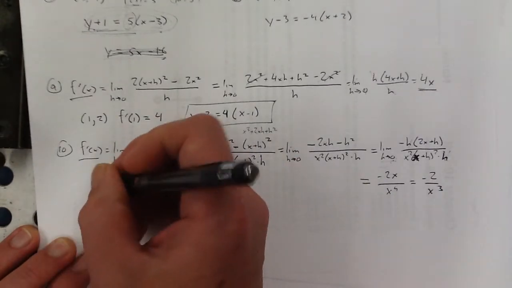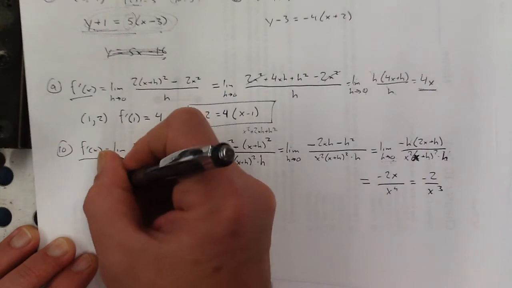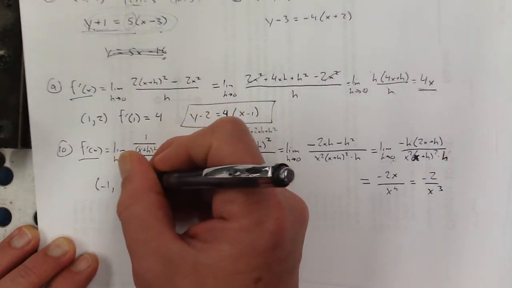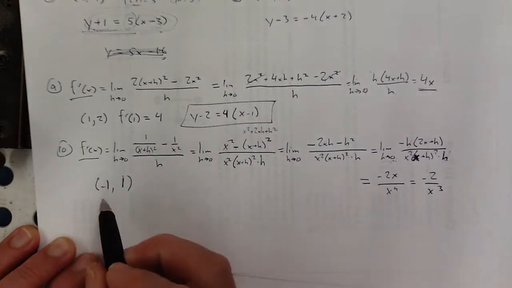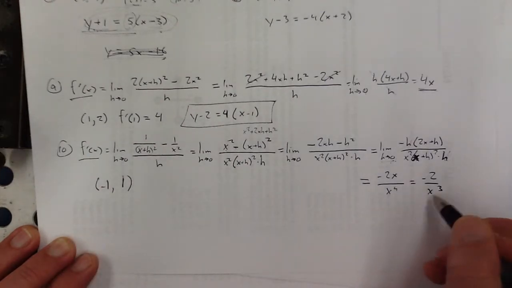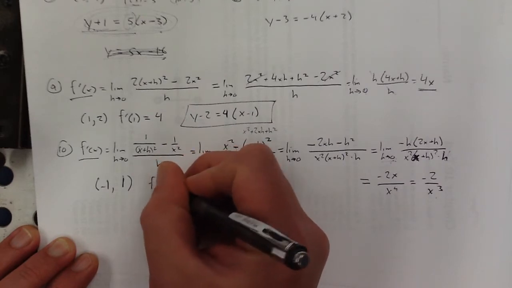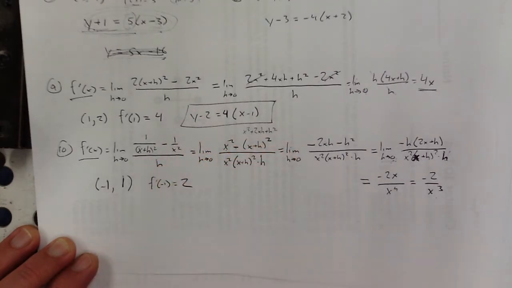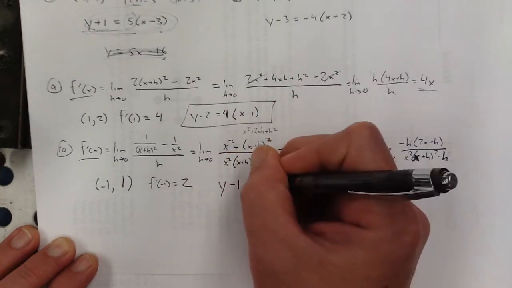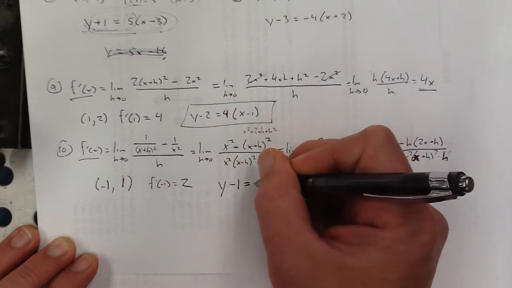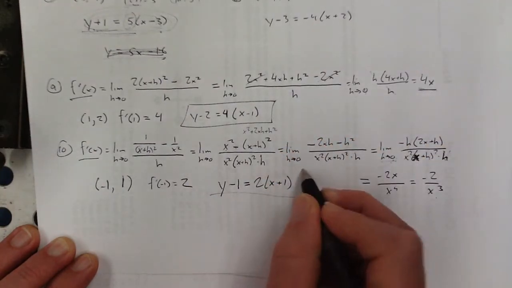All right, so what's the point they want us to make a line at? Negative 1, comma, that would be 1 when I plug that in. And when I plug negative 1 in here, the negative remains negative when I cube it, so the slope is 2. So my tangent line is y minus 1 equals 2 times (x plus 1). There's the tangent line.